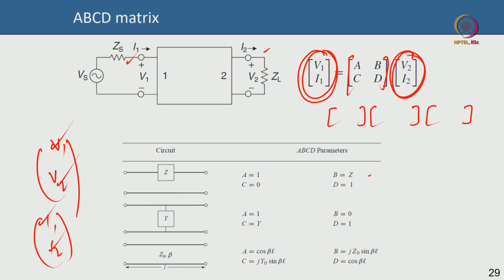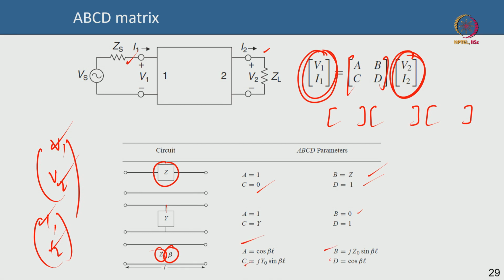This table gives you the basic ABCD parameters for very simple elements. Suppose I just have an impedance Z in series, then how will the ABCD parameters look like? This is how the ABCD parameters will look like. If I have an admittance in parallel, how will it look like? This is how it will look like. If I have a transmission line of length L with a characteristic impedance of Z0 and a propagation constant of beta, then how will the ABCD parameters look like?